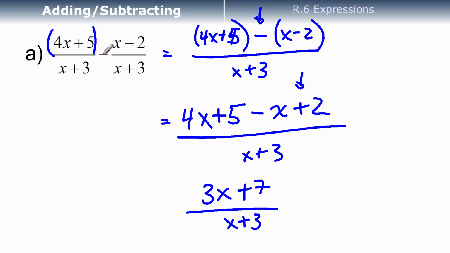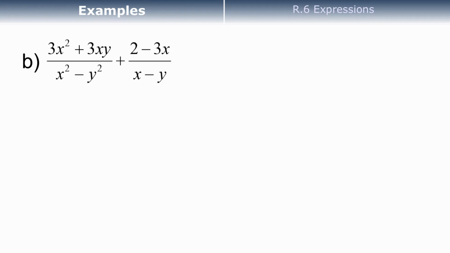Okay, so that's that negative sign. That is one to keep track of. Here's another one, 2 rational expressions, but this time they don't have common denominators.